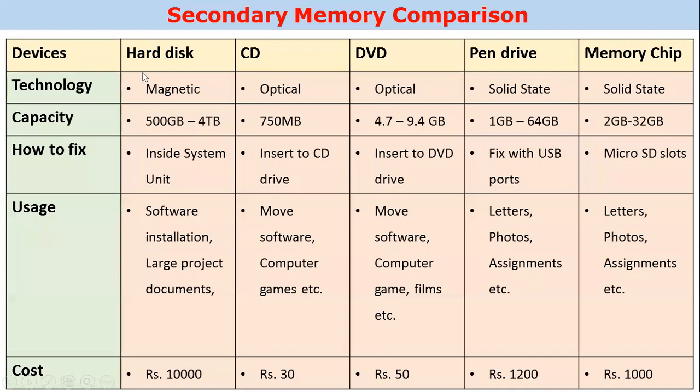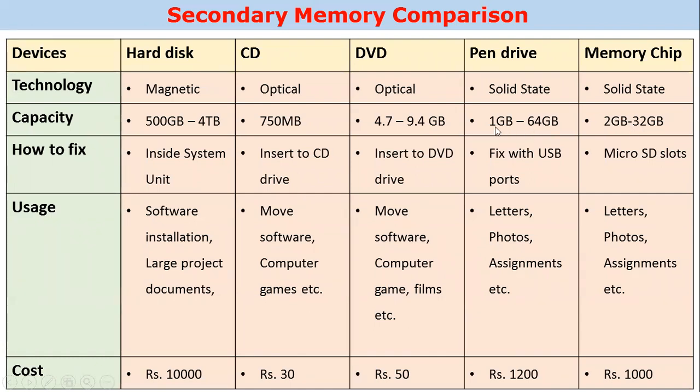Then consider the capacity of the hard disk. Here, 500 GB to 4 TB. This is the capacity of a hard disk. Then consider the CD and DVD. CD has 750 megabytes of capacity. That's the lowest. Then DVD has 4.7 and 9.4 GB. Pen drive has a range between 1 GB to 64 GB. The memory chip is available in the range between 2 GB to 32 GB.